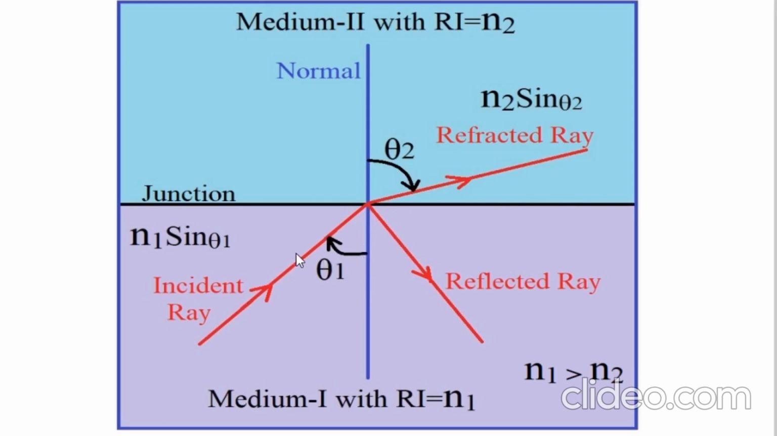Theta 1 is the angle between incident ray and normal. So when theta 1 is increased, theta 2 will also increase. And then at one particular angle of theta 1, you will succeed in having theta 2 equal to 90 degrees. Then you can say that the refracted ray is now traveling along the junction of medium 1 and medium 2. If you say medium 1 is a core having high refractive index and medium 2 is a cladding having low refractive index, then this junction will be the junction of core and cladding. The refracted ray will travel along the junction of core and cladding, and our energy will not get lost.